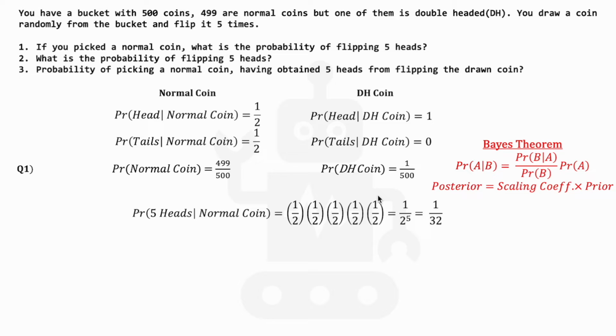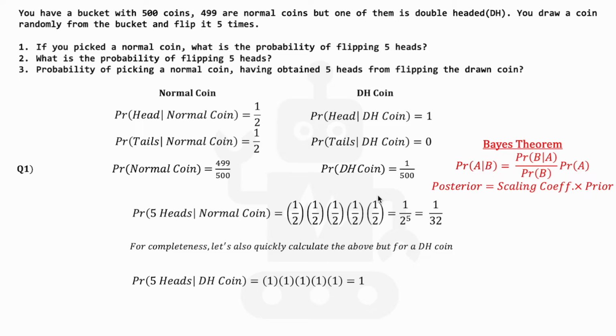And you can also say that the probability of getting 5 tails will be the same thing, because the probability of getting a heads or tails on a normal coin is the same. And for the sake of completeness, let's also calculate the above for a double-headed coin. The probability of getting 5 heads, assuming you have a double-headed coin, is naturally just 1. Because you're always going to get a head with a double-headed coin, therefore it's 1 to the power of 5, which is just 1. So that answers the first question. The probability of getting 5 heads, given that we have a normal coin, is 1 over 32.